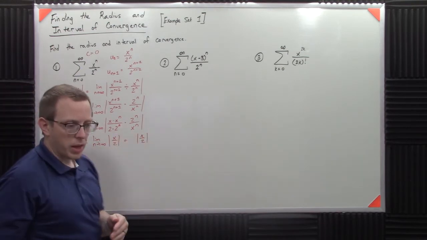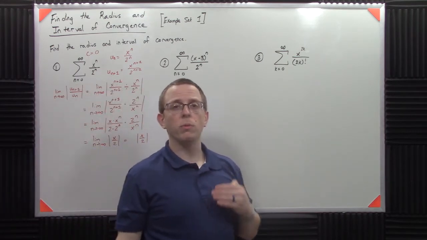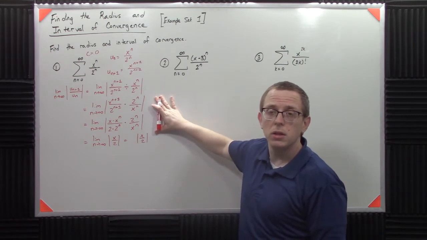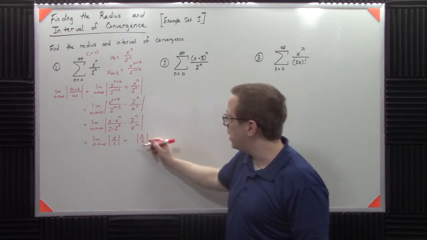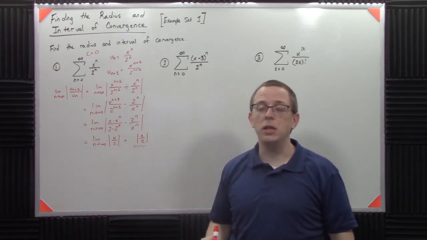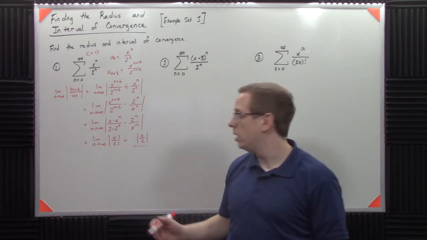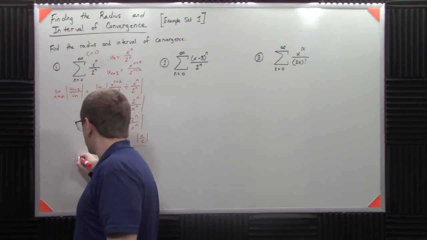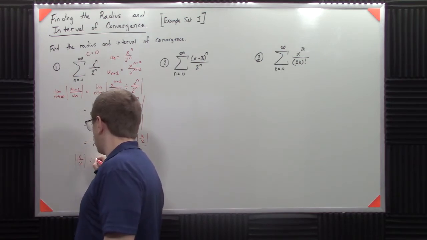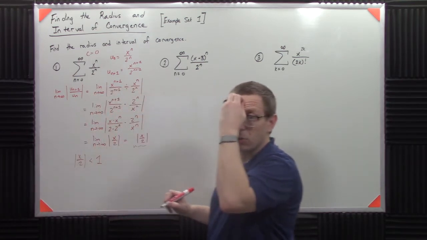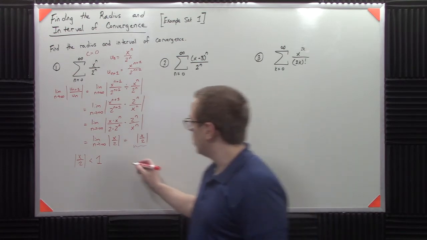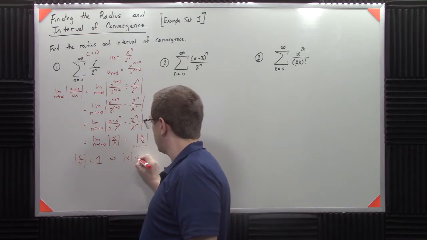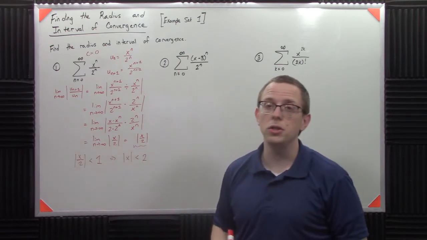Now, here's the thing. For the ratio test to show convergence, that limit has to be less than 1. So this series converges if that limit is less than 1. So if x over 2 is less than 1, I know the series converges, which means that the absolute value of x is less than 2.